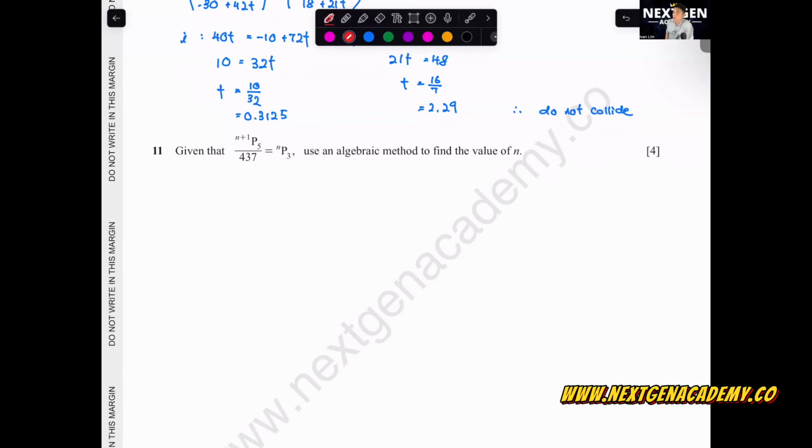N plus 1 P5 over 437 NP3. Use the algebraic method. So what's the formula for NPR first? NPR is not given to you. If you look into the front part, they only give you NCR. What is the formula of NPR? N factorial over N minus R factorial. I need you all to memorize this one. The only thing that's different is they don't have the other R factorial.